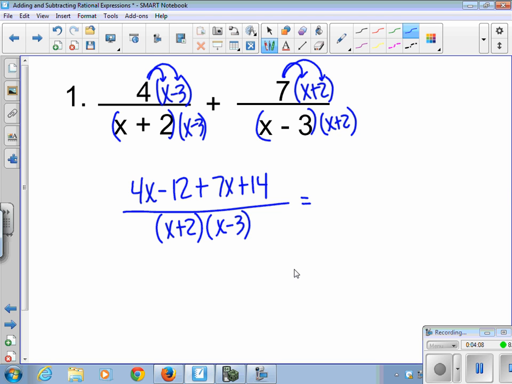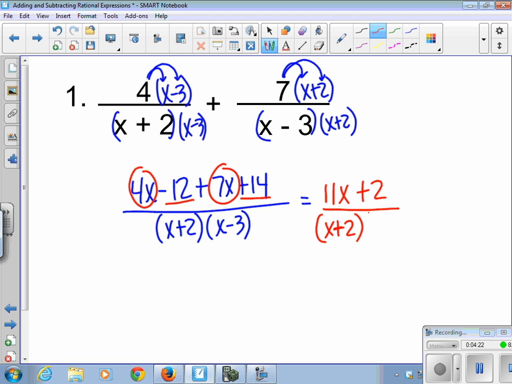So I'm going to go ahead and combine my x's. 4x plus 7x is going to give me 11x. And then negative 12 plus 14 is going to give me a plus 2. And then that's going to be over my common denominator. Then I cannot factor anything out of this top part. I can't cancel anything at this point. These 2's will not cancel. They are attached to a plus, and so we cannot cancel those. So this is the simplest I can get that expression, and so there's going to be my final answer.